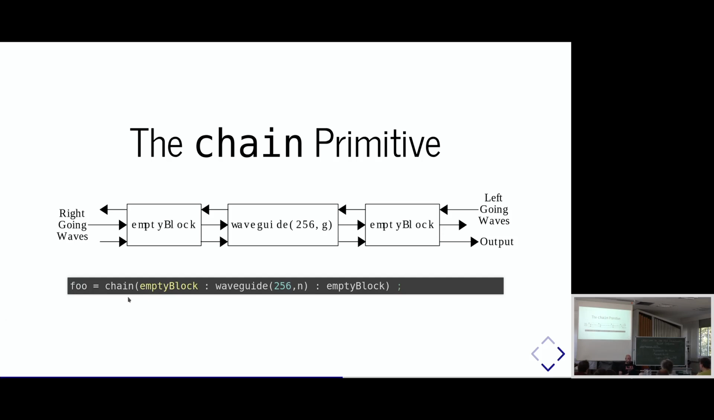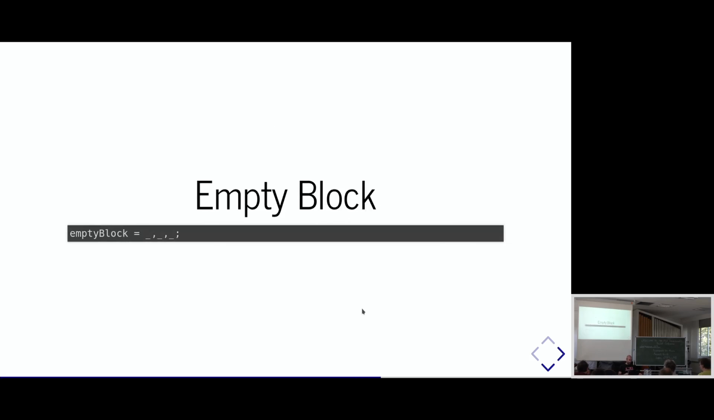So here we have a very basic example of how the chain primitive works. It allows you to use the connection operator in Faust, except that in this case it is a bidirectional connection. So the empty block here has 3 inputs and 3 outputs. It's connected to a waveguide, which is just 2 delays in parallel, and then connected to another empty block. And you can put as many elements as you want within this chain.